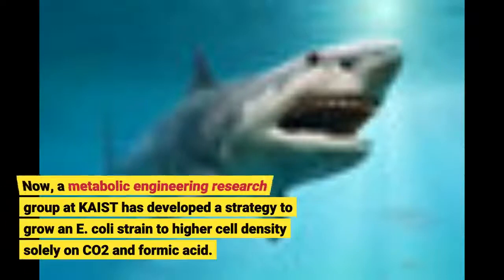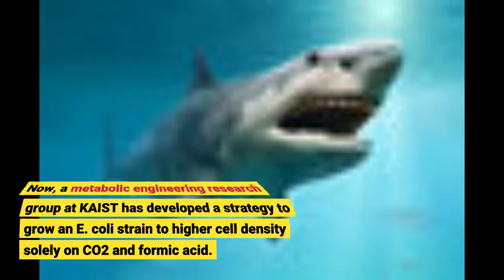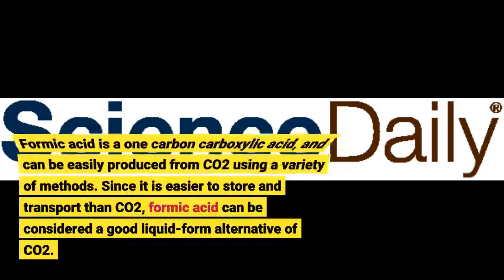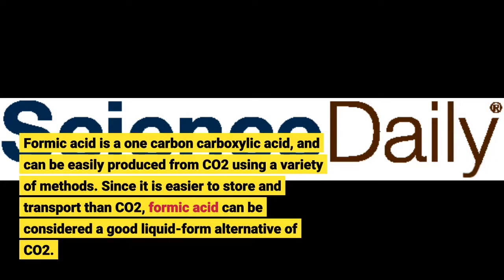Now, a metabolic engineering research group at KAIST has developed a strategy to grow an E. coli strain to higher cell density solely on CO2 and formic acid. Formic acid is a 1-carbon carboxylic acid, and can be easily produced from CO2 using a variety of methods. Since it is easier to store and transport than CO2, formic acid can be considered a good liquid form alternative of CO2.